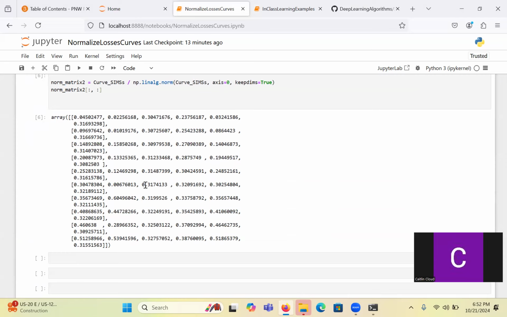Do you guys see that? Does that make sense as a concept of normalizing the data? Remember, you can do this for anything. You actually can do it for your input x's. Just keep in mind, I'm doing it for the losses here as an interesting exercise. Notice a couple of things.